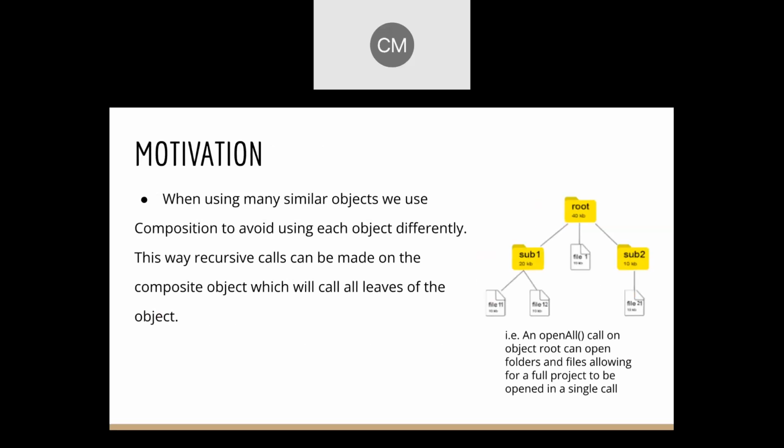So what is our motivation? Why are we using this? Well, when using many similar objects, we use composition to avoid using each object differently. So if we want to make recursive calls, it would be a lot easier, and it will call all the leaves of the objects. We'll see an example with an open all call on the root object, which can open all the folders and files, allowing the full project to be opened in a single call. Something like opening a project in VS Code or Eclipse works exactly the same.